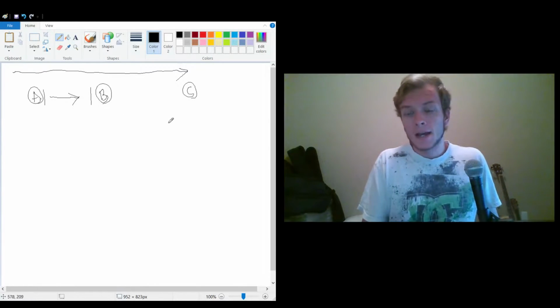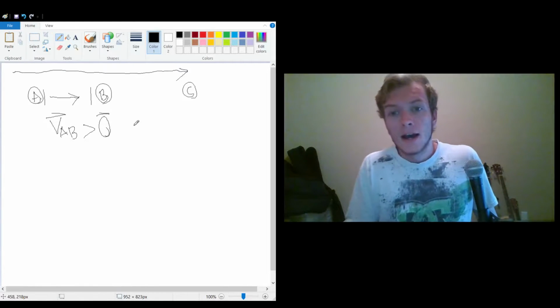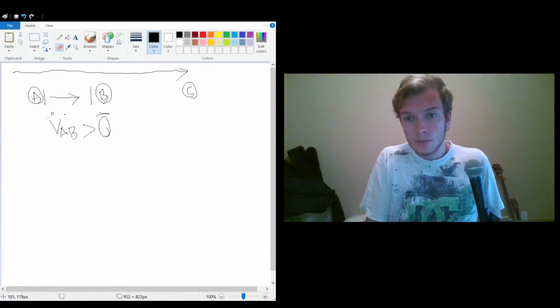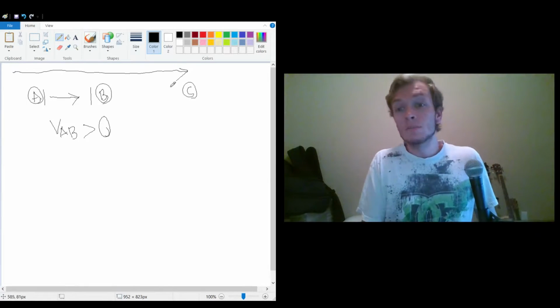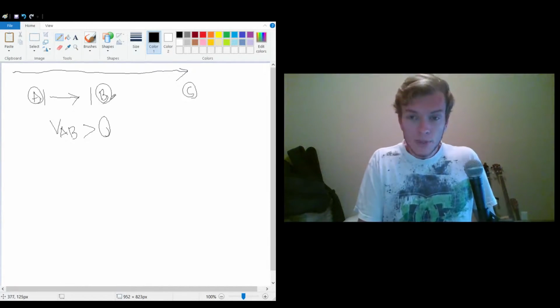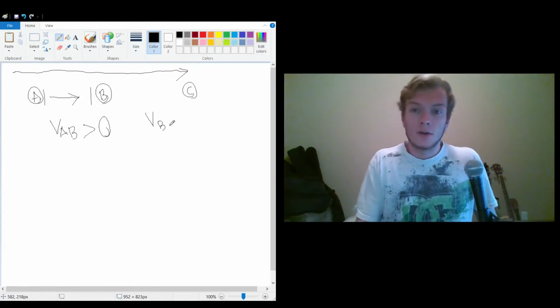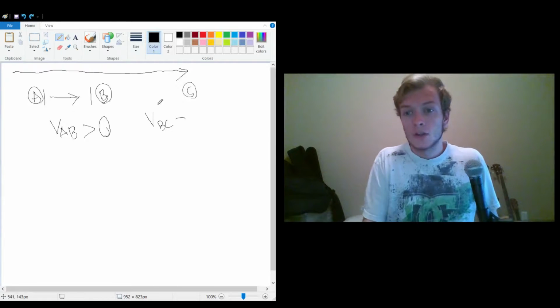So we will say velocity AB is greater than 0. And we can probably just make that magnitudes to make things simple since we're going in one dimension. But then the same can be said between B and C. C is going faster than B, so the velocity of C with respect to B, which we're calling velocity BC, is greater than 0.